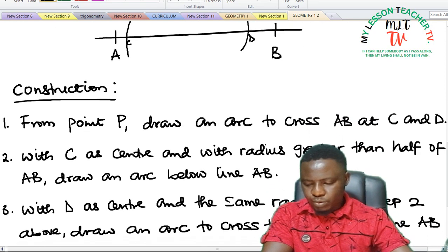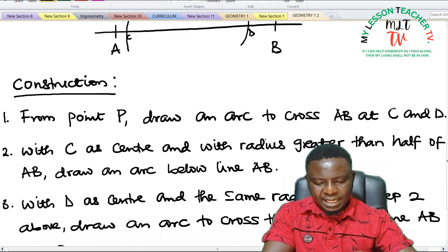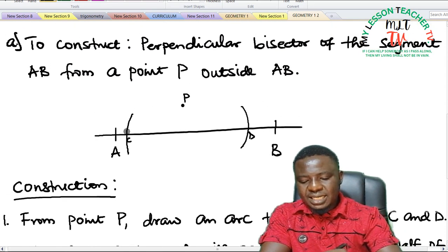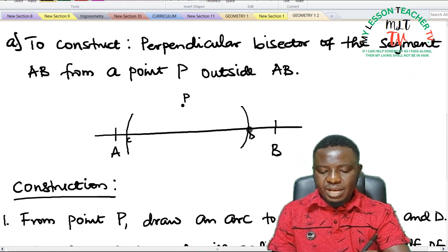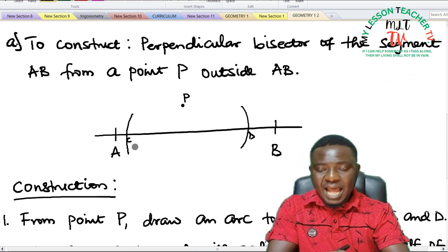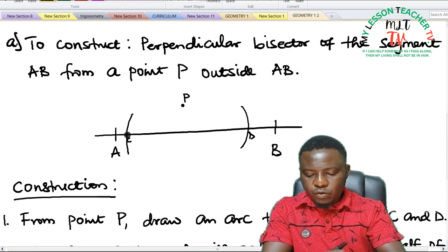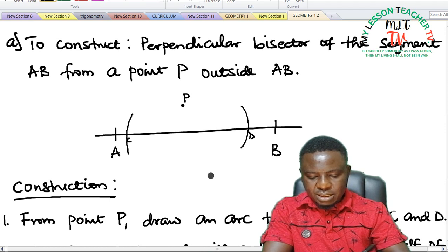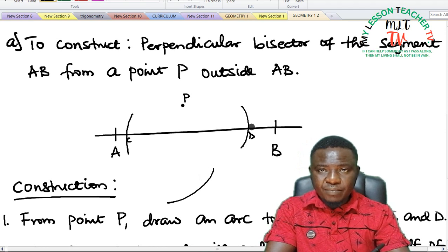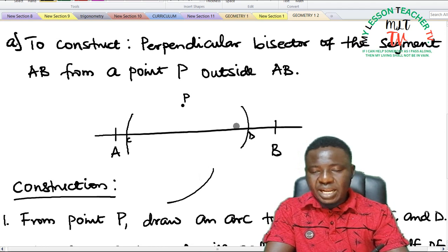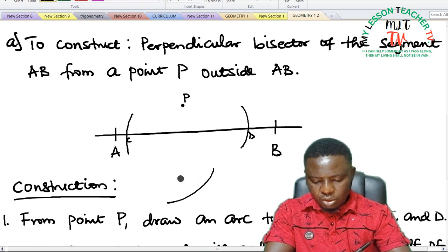Then step 2 says with C as center and with radius greater than half of CD, draw an arc below line AB. Now, with C as center and a radius greater than half of the line CD, you construct an arc below the line CD. So if you do that, you may get something like this. Also with D as center and with radius greater than half of the line, you do the same.